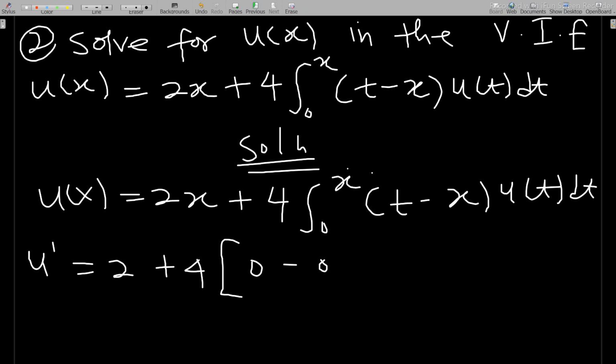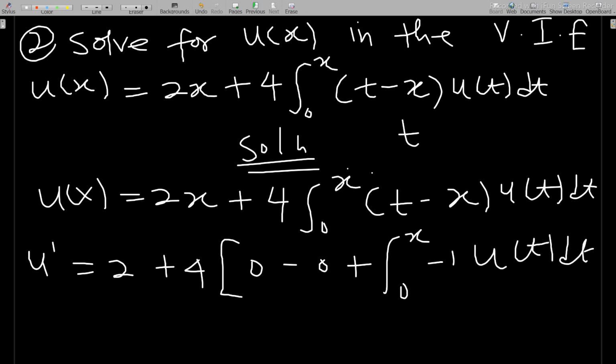So it means that you still get 0 here, then plus the integral from 0 to x, then partial derivative of the whole of this with respect to x. And that will give me -1, then times u of t dt, because you differentiate t minus x with respect to x, and here you get 0 minus 1, so in effect you have -1, okay? I'm just going through so that you understand whatever I'm writing here. So that is it for the first part, okay?